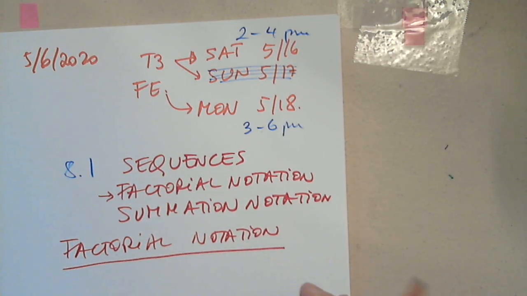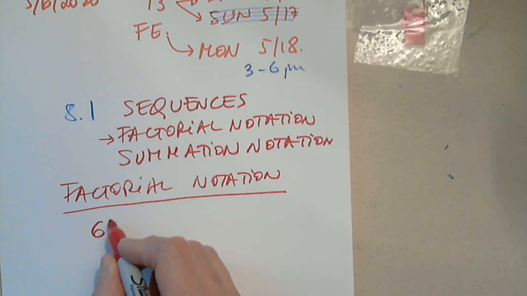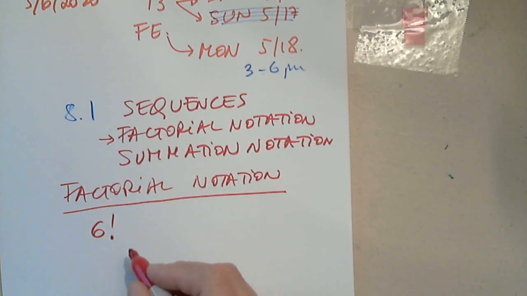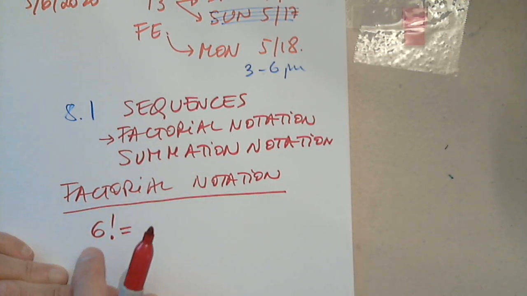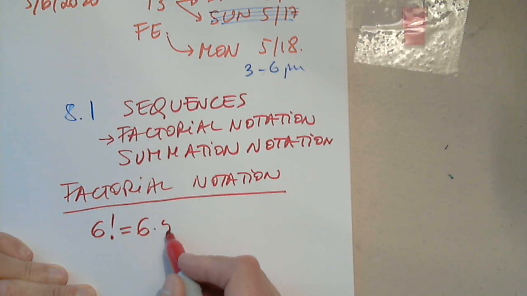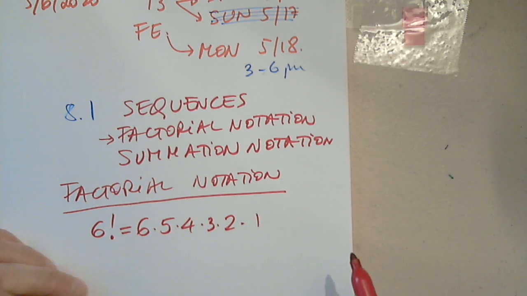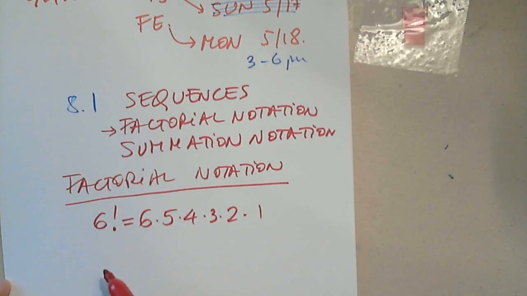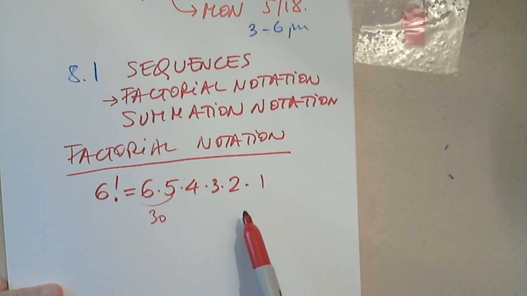The factorial notation is something like, and here's an example. Let's say 6 factorial. This is nothing else but a product of numbers. Which numbers? We always start with the one we are given, subtract 1, subtract 1, subtract 1, subtract 1, and we have to stop at 1. We don't continue to 0 or to negative numbers. So can I determine this? Yes. This is 30.